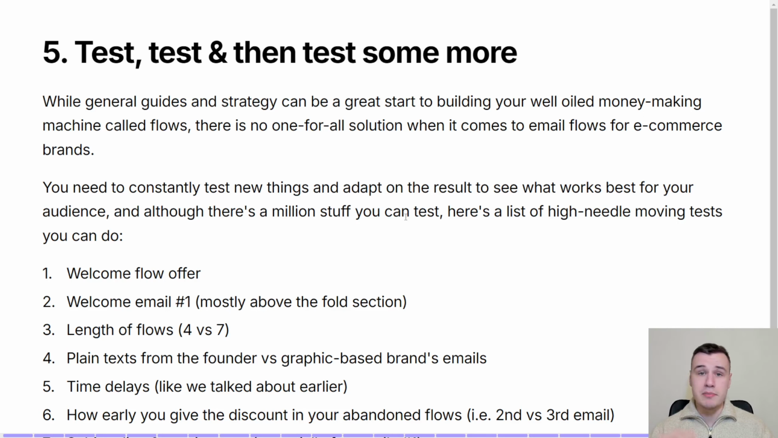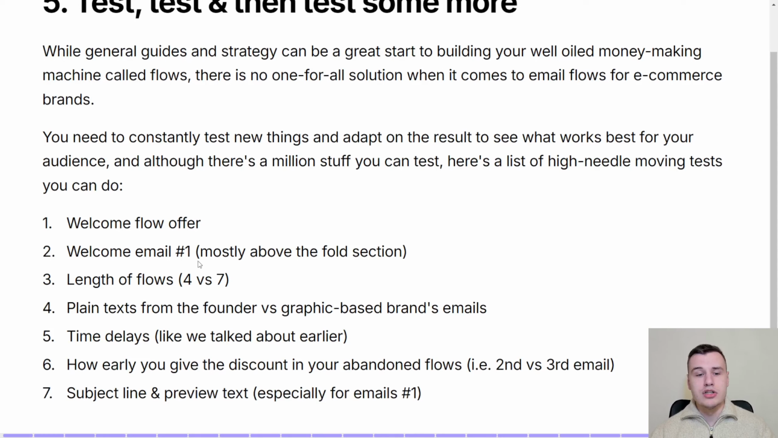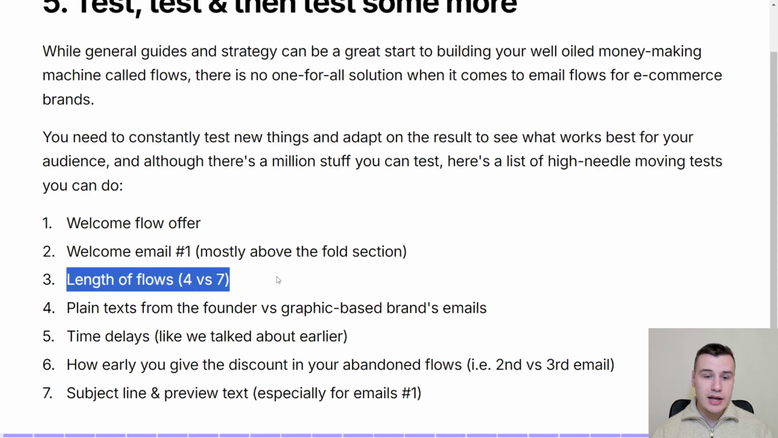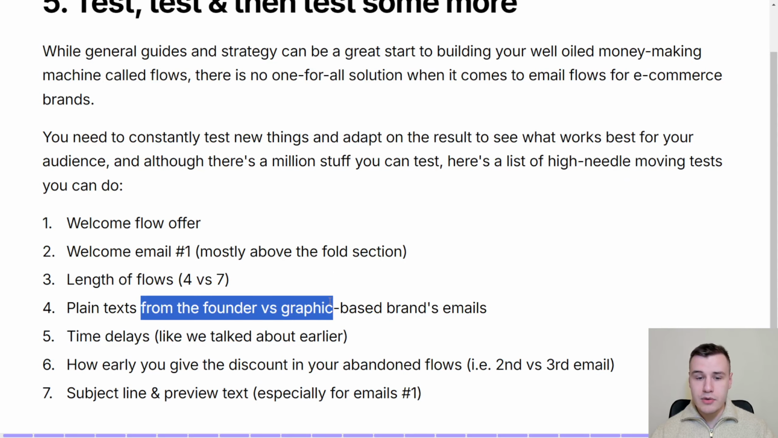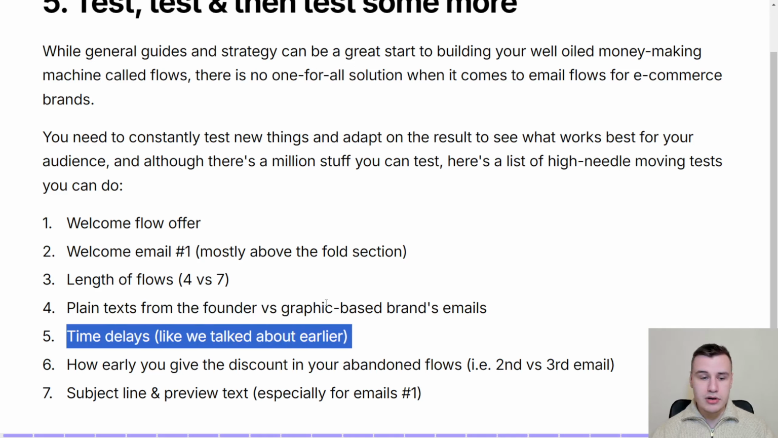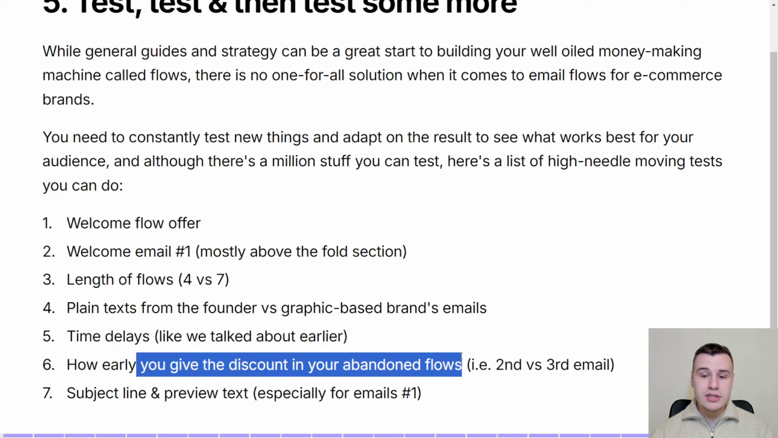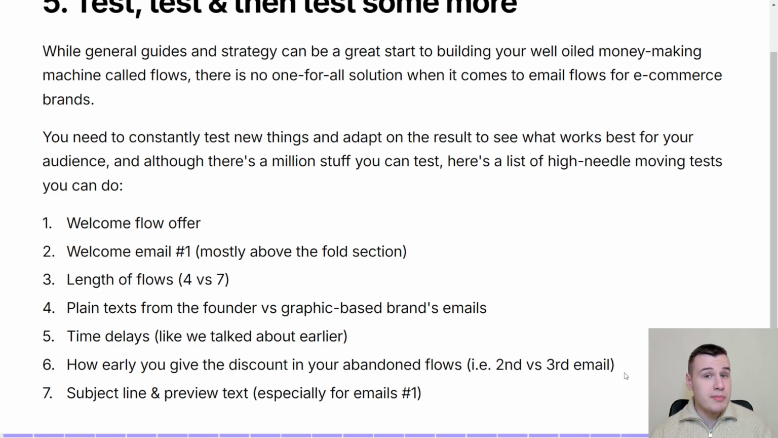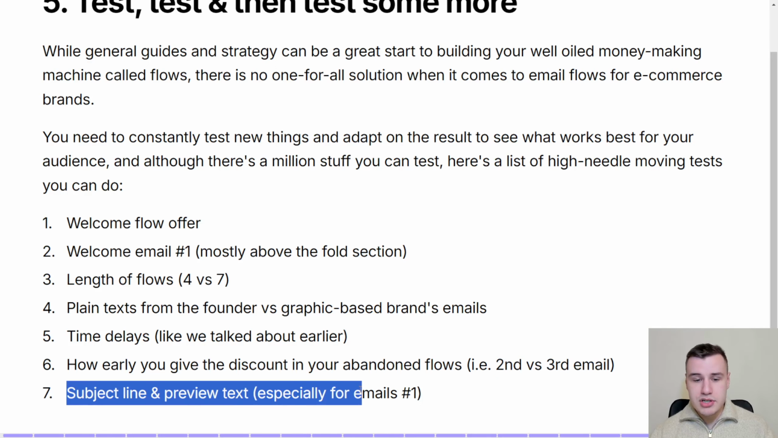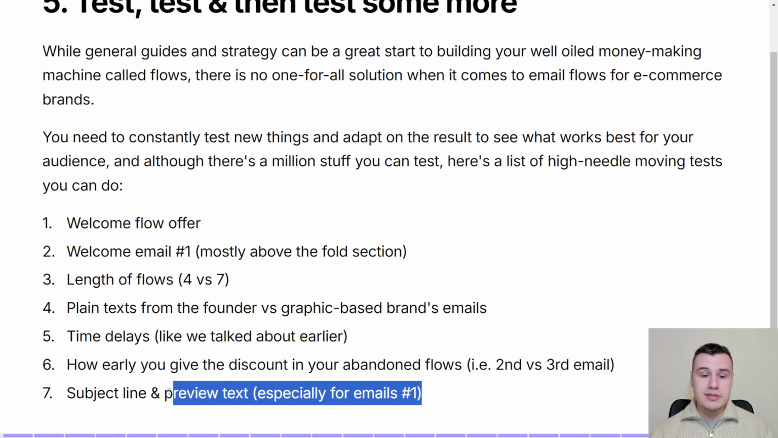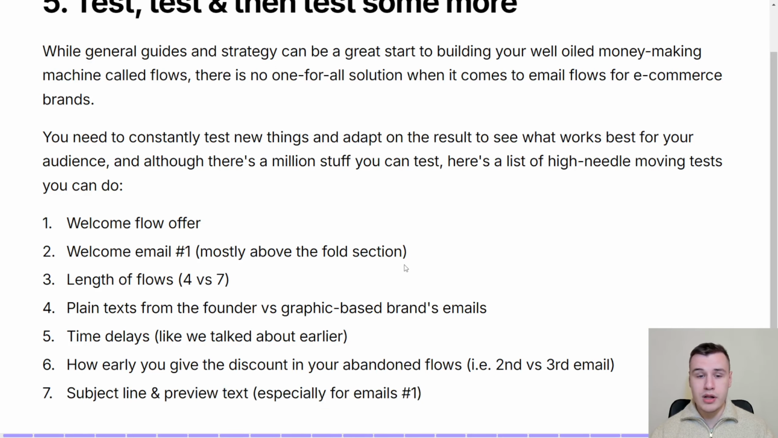And although there are a million things you can test, here is a list of high needle-moving tests you can do. The first one is the welcome flow offer. We talked about it earlier. Welcome email 1, mostly about the offer section. Length of the email, plain text from the founder against graphic-based designed emails. Time delays, like we talked about earlier. How early you give the discount code in your abandoned flows, for example, the second email or third email, or maybe even the first email. Subject line and preview tests, especially for email 1 of the welcome flow.